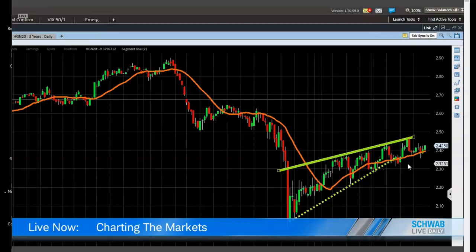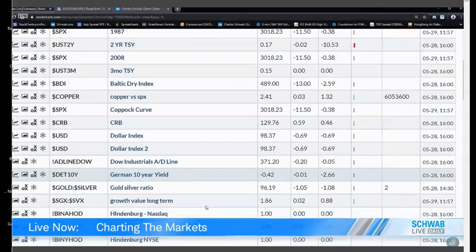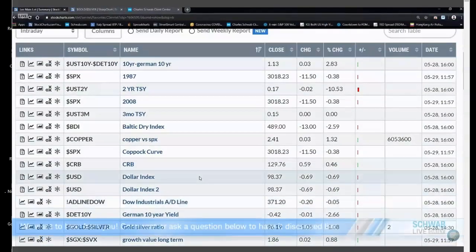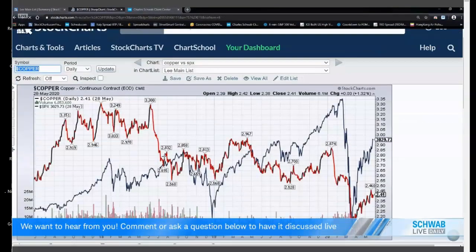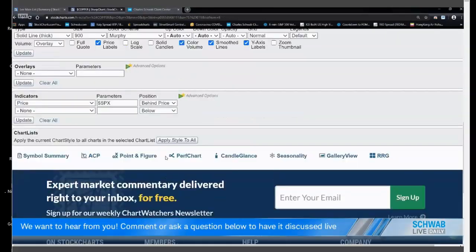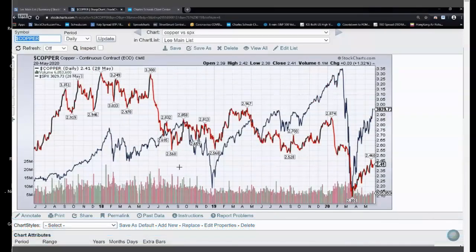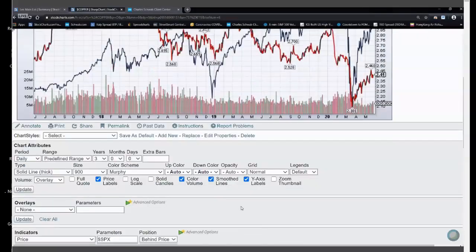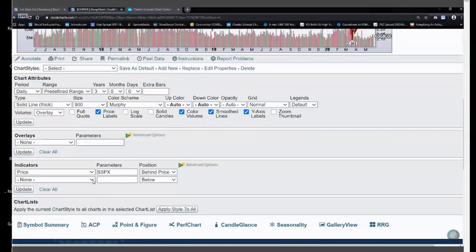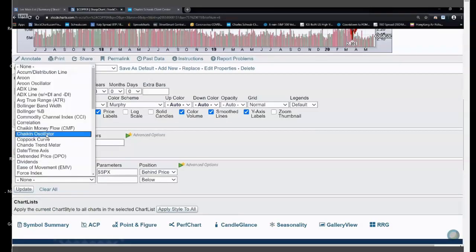I think I've got a chart here I want to show you. Yeah, so this is copper versus the S&P. You can see that they generally go in the same direction. What you don't want to see is kind of a divergence, but we don't have that. So the copper is the red line, the S&P is there. Also, if you want to see how they're correlated, let me just do this for you. People say, well, do they really move in tandem a lot? Yes, they do, and we'll show you that.